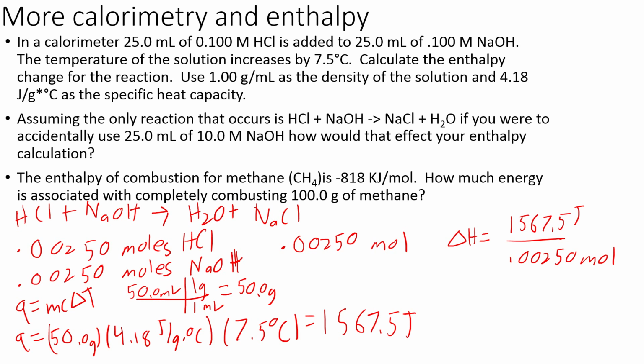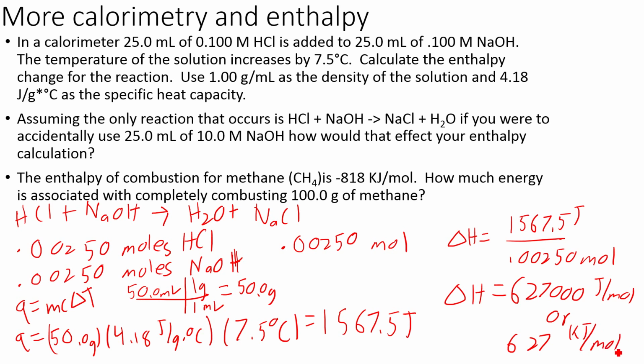So right now we just have how many joules were generated from 0.00250 moles of reactions. So I need to see what happens now when I want to get per mole. That way it's a more useful standardized unit. 1567.5 divided by 0.00250. From this, we're going to get that the enthalpy change is going to be 627,000 joules per mole, or it can also be written as 627 kilojoules per mole.